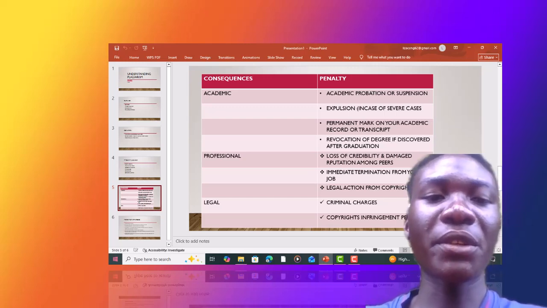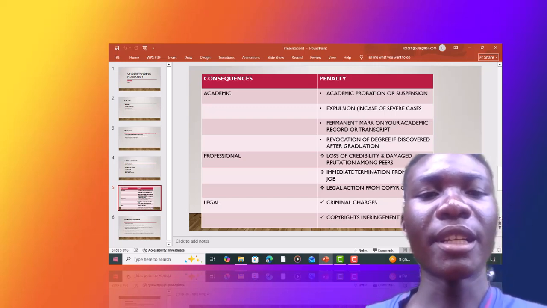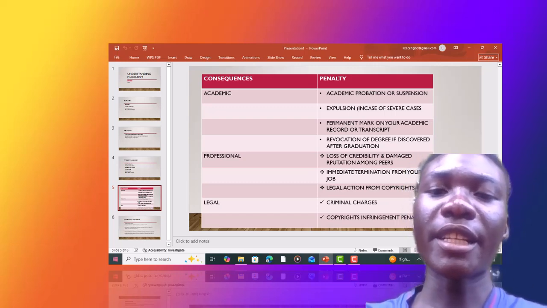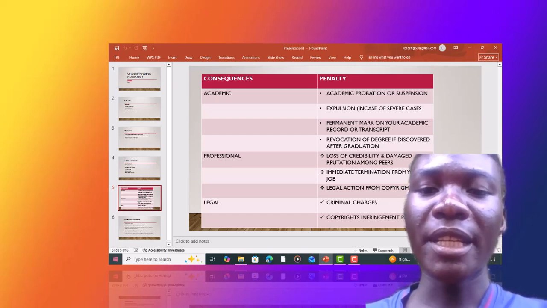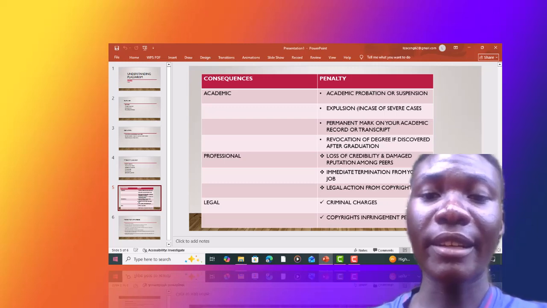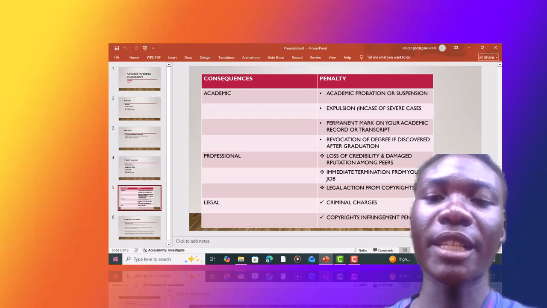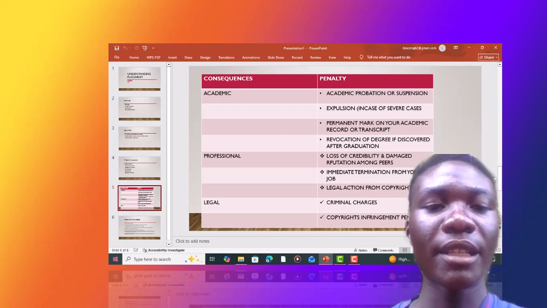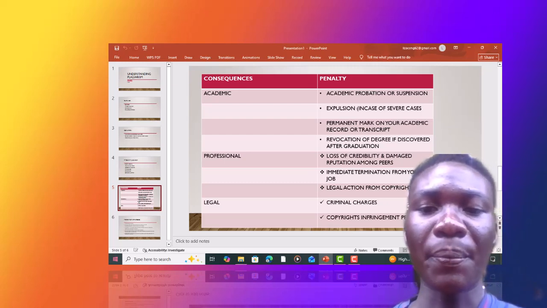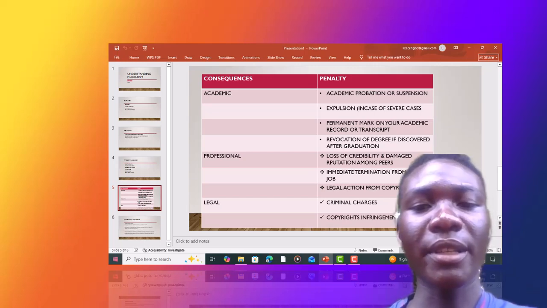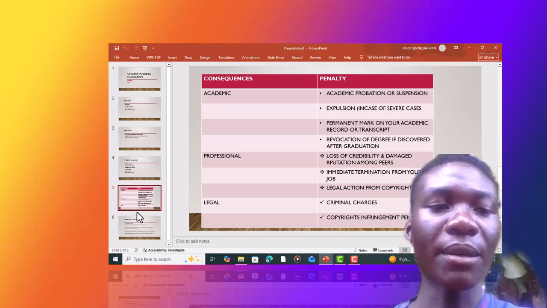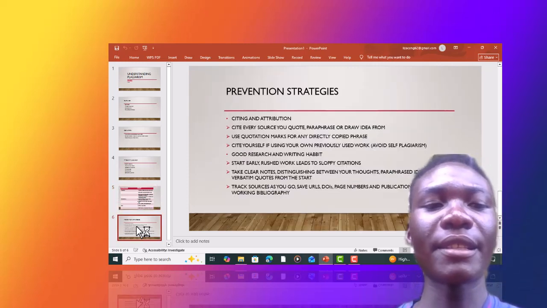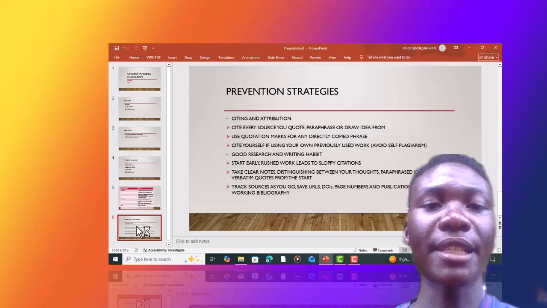We also have professional consequences, which result in loss of credibility and damaged reputation among peers. So we talk about immediate termination from your job in case it is realized, and then we have legal action taken by the copyright owners. We also have legal consequences, which result in criminal charges, and we have copyright infringement penalties. Now let's look at how we can prevent this, the preventive strategies.